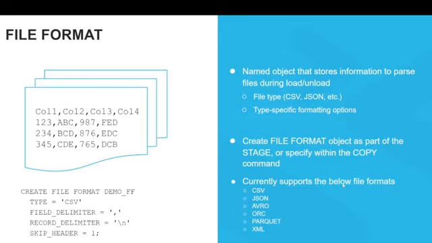Snowflake currently supports the below file formats. So we have JSON, CSV, Avro, ORC, Parquet, and XML. These are the different file formats which Snowflake currently supports. Now let's see how we create this file format and how we use it while loading the data into Snowflake tables from stages.